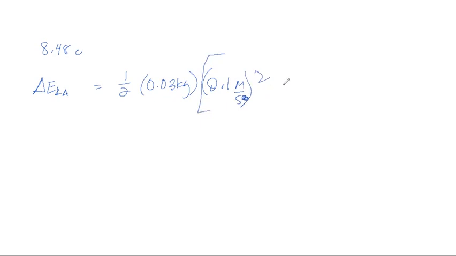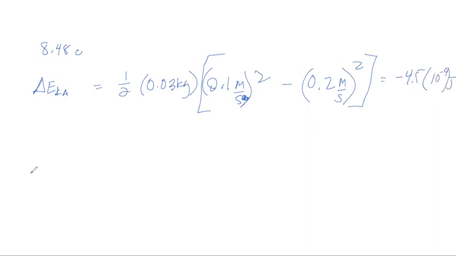All right, for the change in kinetic energy, for delta EK of A we're going to get 1/2 times the mass, which is 0.03 kg, times V final squared, which is 0.1 meters per second quantity squared, minus 0.2 meters per second quantity squared. And I'm going to get negative 4.5 times 10 to the negative 4th joules.